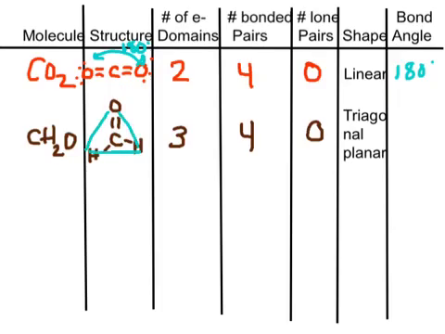And so the bond angle between all of them, because it is a triangle, is going to be 120 degrees. So this is like an equilateral triangle where all of the bond angles are 120 degrees away from each other. That means all of the atoms that are bonded to that central carbon have 120 degrees separating each other.